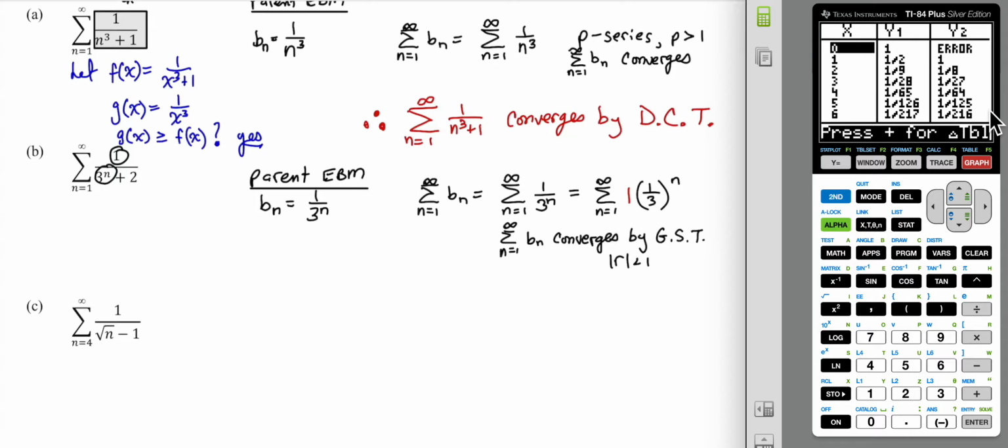Now we have to verify that the parent behavior model, now that it converges, is in all relevant cases larger than the given. So let f of x be equal to 1 over 3 to the nth plus 2, and let g of x be equal to 1 over 3 to the nth. Again, the question is, is g of x bigger than f of x? We go to our calculators and verify.